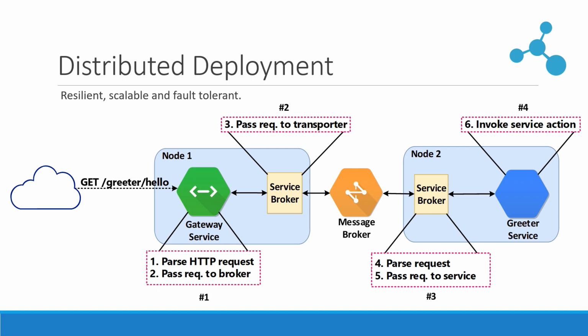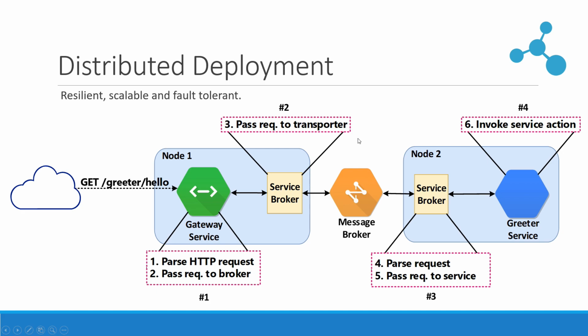Overall, this kind of deployment increases the complexity of our application, because instead of one service broker, we have two, and our entire application relies on a message broker. However, this is exactly what makes our application resilient, scalable, and fault tolerant. We could easily add an additional node and run an additional instance of a greeter service.